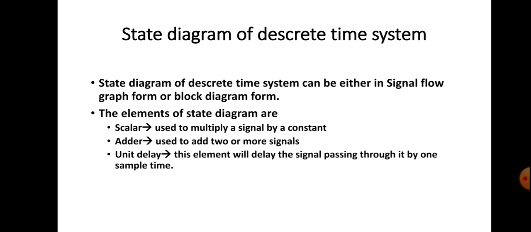Next, we can picturize the state model in terms of diagrams. That is called the state diagram of discrete time systems. It is similar to that of the continuous time system, where there is also a state diagram. Basically we can represent the state model of a control system by using state diagrams, and we use a signal flow graph or block diagram representation in order to picturize the state model.